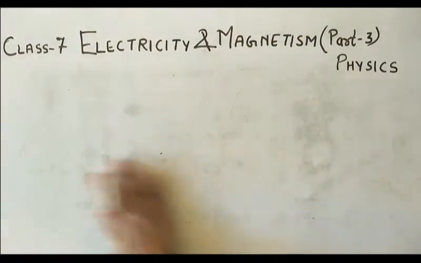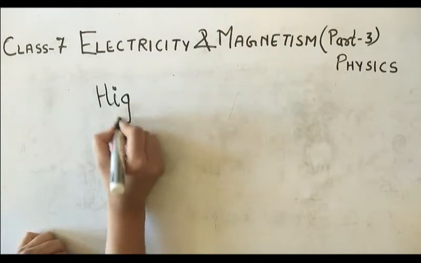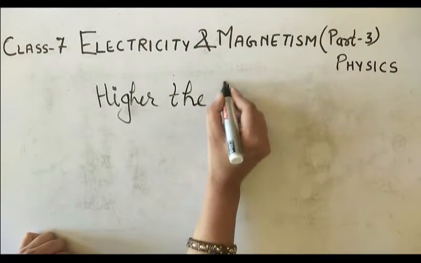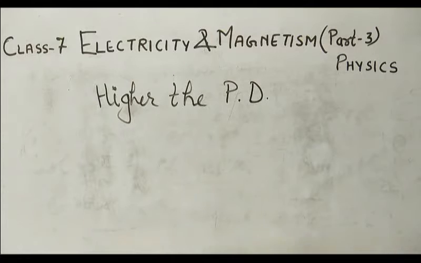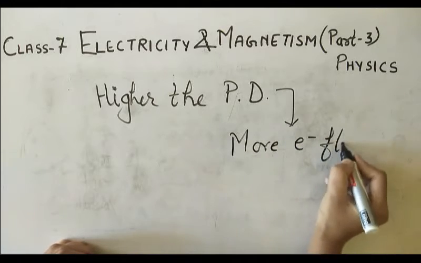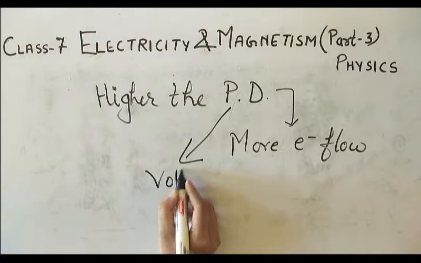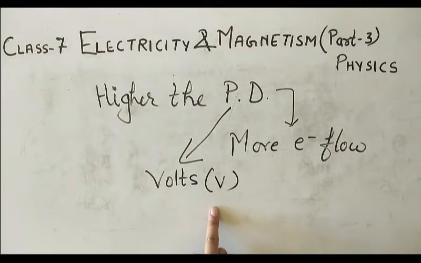One more thing you must know: the higher the potential difference, the more will be the flow of electrons. The greater the potential difference, the greater the electron flow. And the unit of potential difference is the volt, which is denoted by capital V. I hope you all understood what I have taught you.